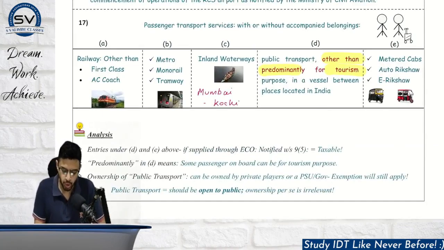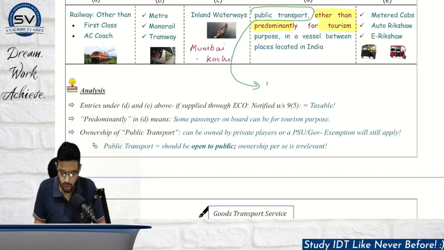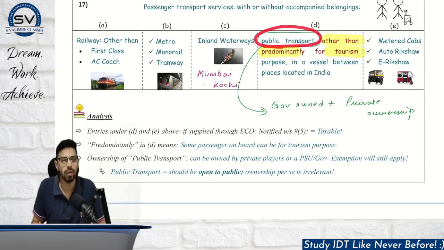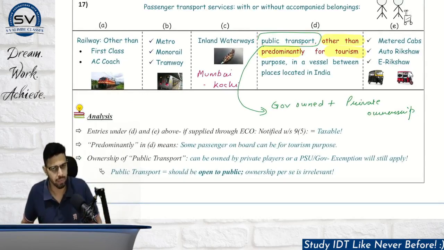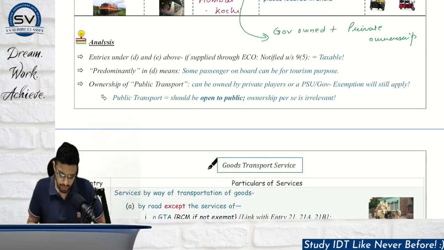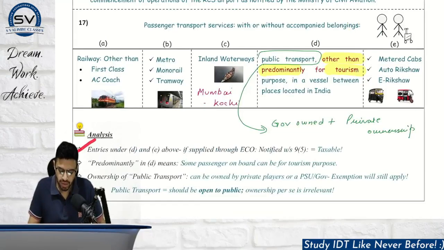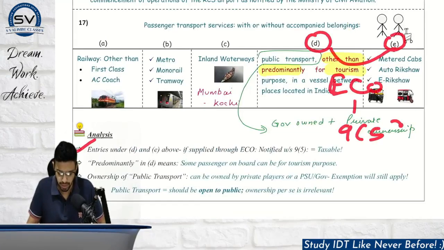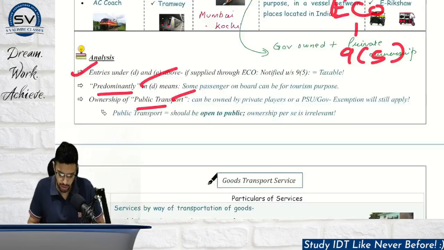Okay, one important point to be noted. When we say public transport, this does not mean that it is publicly owned. Basically, this may or may not be government owned. So government owned plus private owned. Public transport means it is for the public, not necessarily owned by the government. Private players can also be operating it. This is okay. Like above we saw, D and E, if they are provided through ECO and they are notified under 9(5), GST will be applicable. Predominantly I have explained, public transport I have explained.